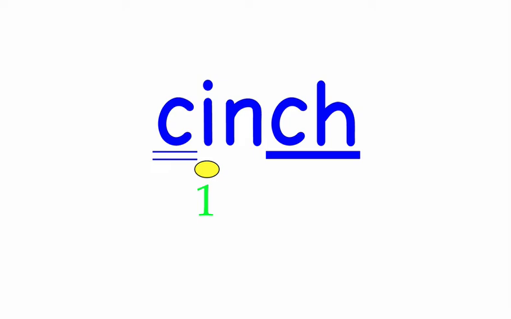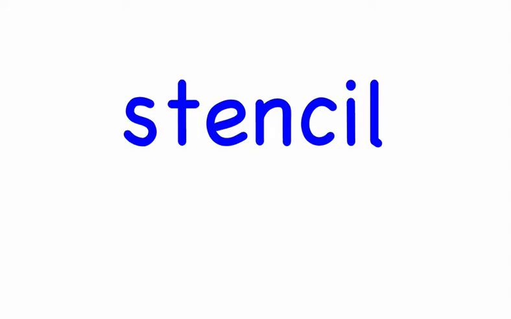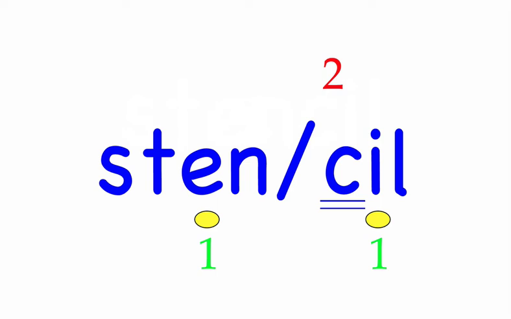Stencil. A stencil is a kind of copy. Sten has four sounds: S, T, E, N. Sill, three sounds: S, I, L. Stencil. Mark the word.